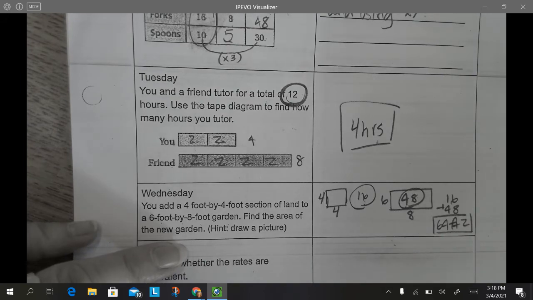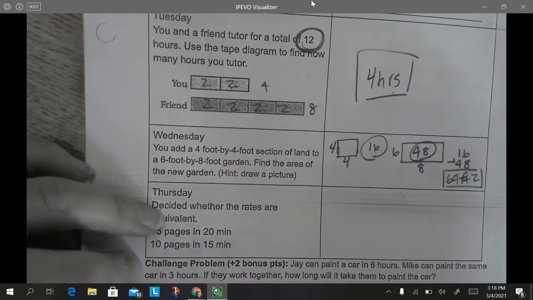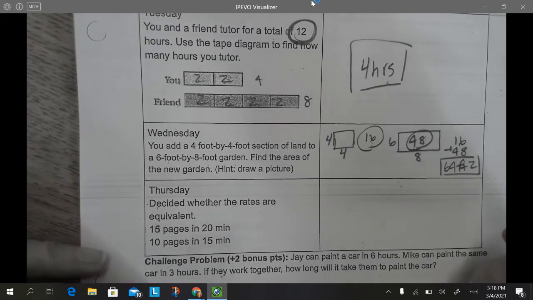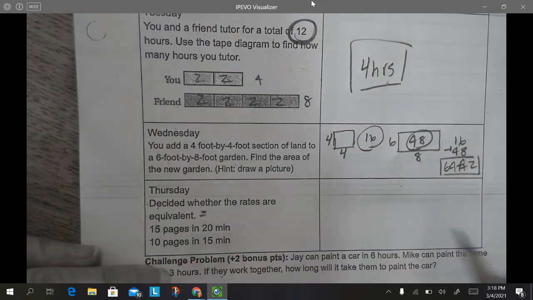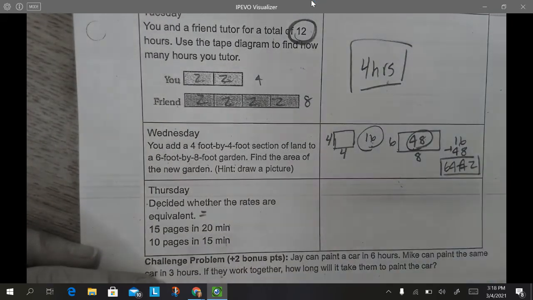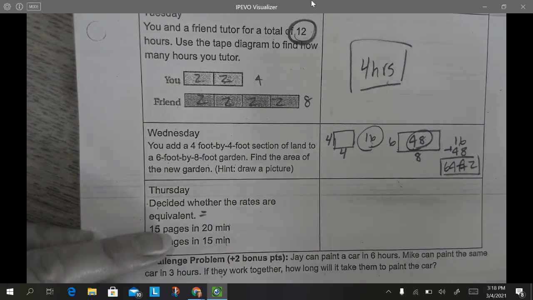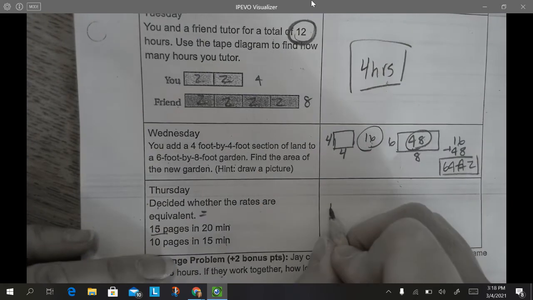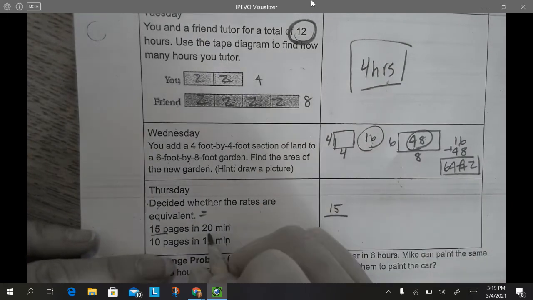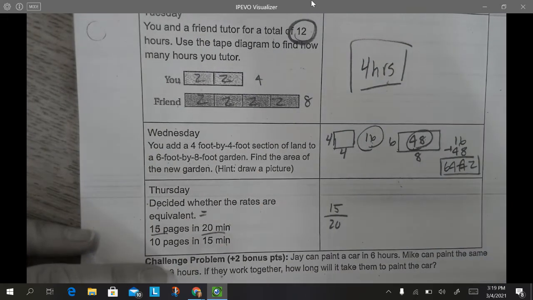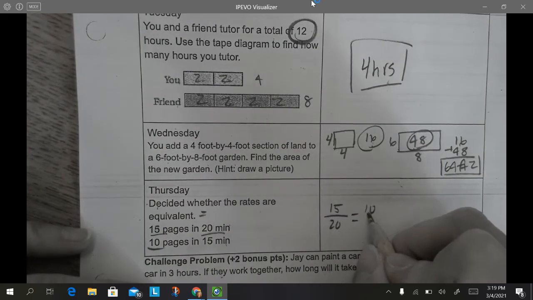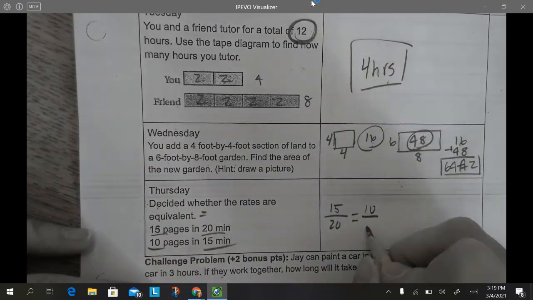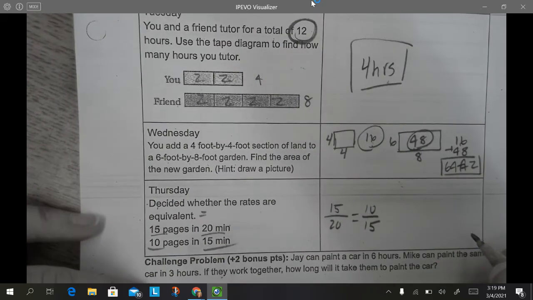All right, the next one, Thursday. Decide whether the rates are equivalent. All right, equivalent means equal, right? So we have to figure out if these are equal. Well, instead of looking at them like this, I would absolutely put them into a ratio form, okay? The first one is the numerator, and the second one is the denominator, okay? Is that going to be equal to the first one, which is your numerator, to the second one, which is your denominator, okay?